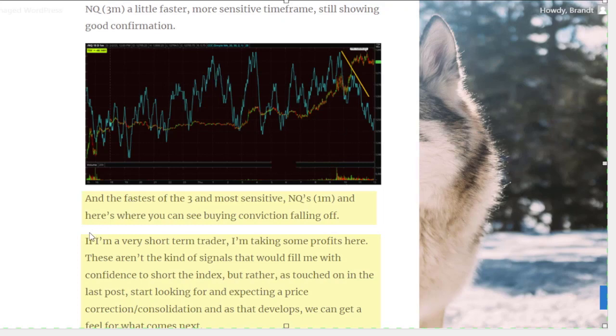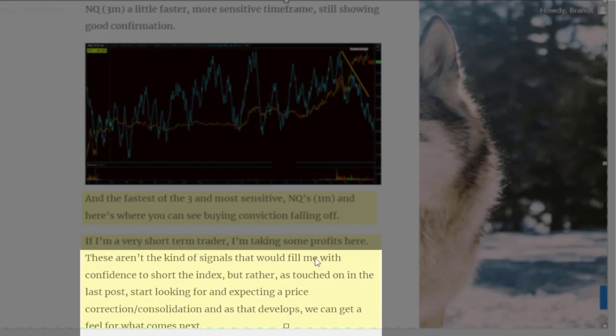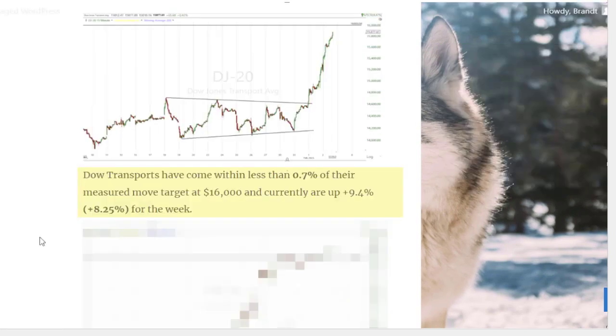So I said to my members, if I'm a very short-term trader, I'm taking some profits here. These aren't the kind of signals that would fill me with the confidence to short the index, but rather, as I touched on in the last post, start looking for and expecting a price correction or consolidation. And as that develops, we can get a feel for what comes next. I think that's a couple more slides, only two more or so.